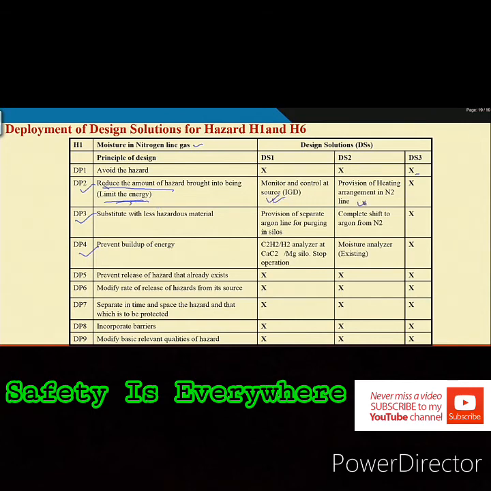if we use this principle, what are the interventions that can be put?